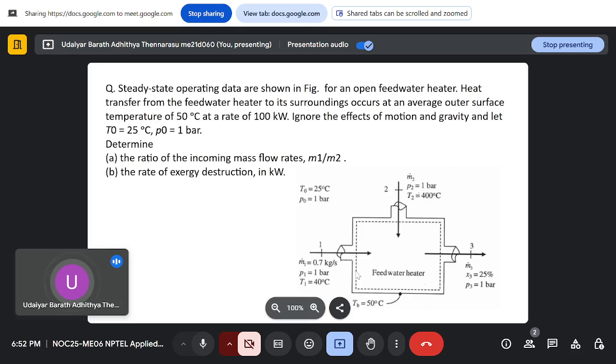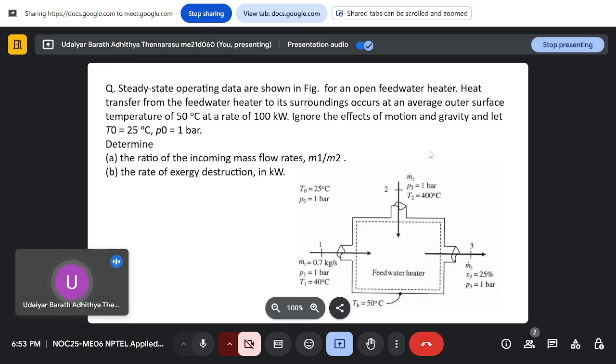Okay, so going to the next problem, we have steady state operating data as shown in the figure for an open feed water heater. Heat transfer from the feed water heater to its surroundings occurs at an average outer surface temperature of 50 degrees Celsius at a rate of 100 kilowatt. Ignore the effects of motion and gravity and let T naught be 25 degrees Celsius and P naught be 1 bar. Determine the ratio of incoming mass flow rates m1 by m2 and the rate of exergy destruction in kilowatt.